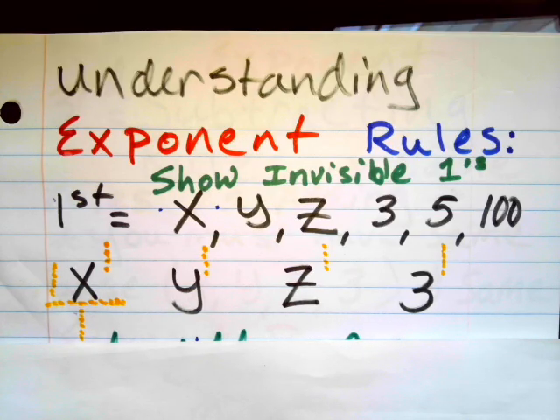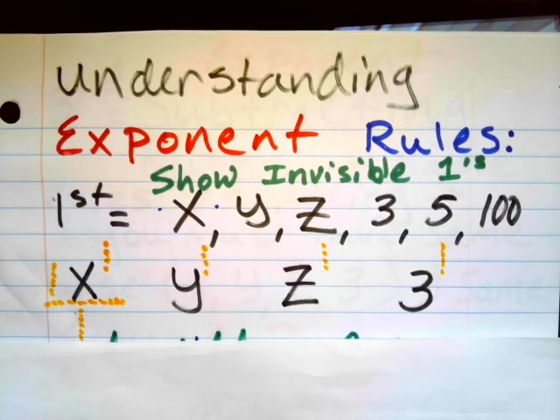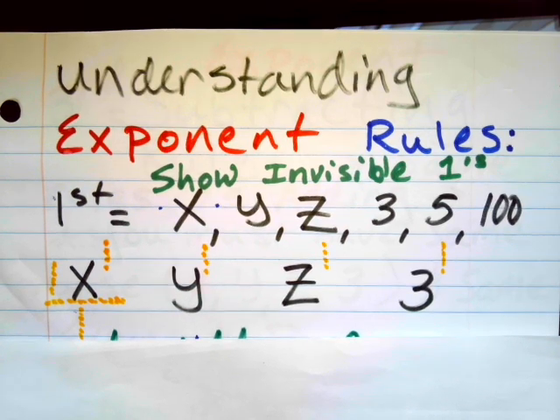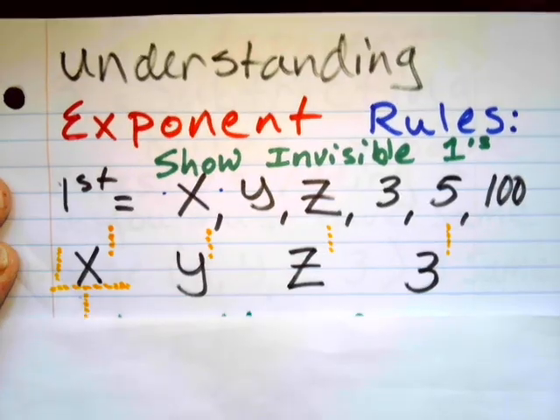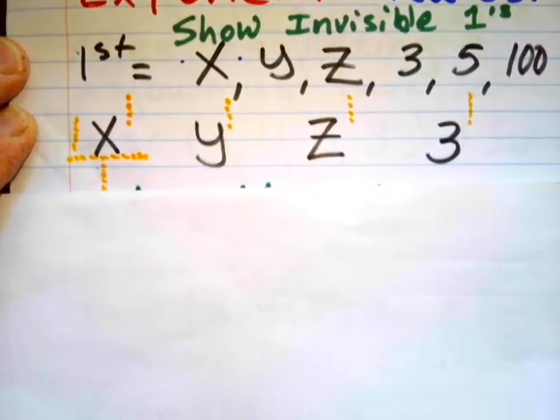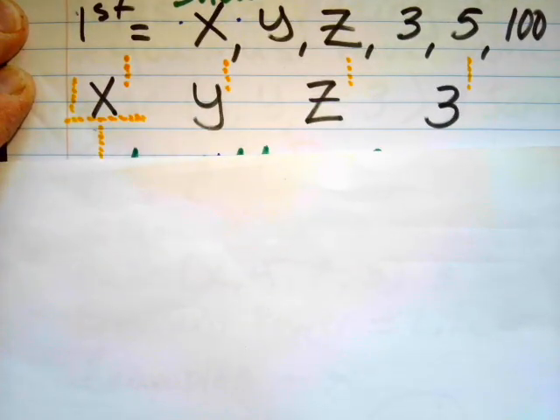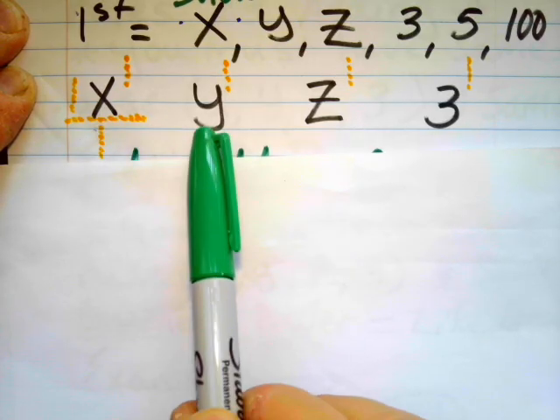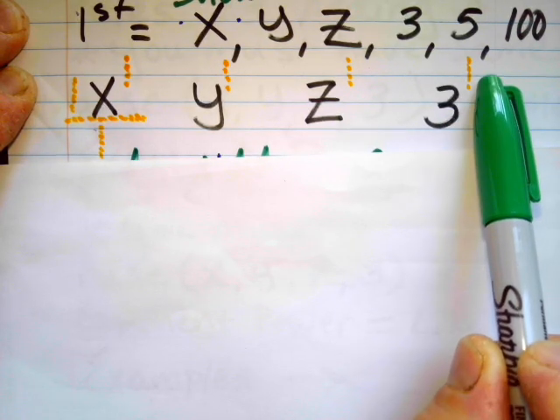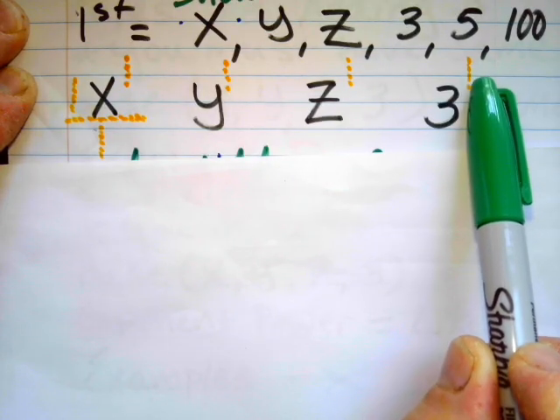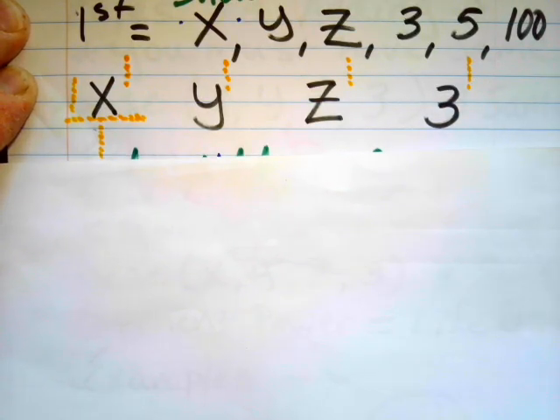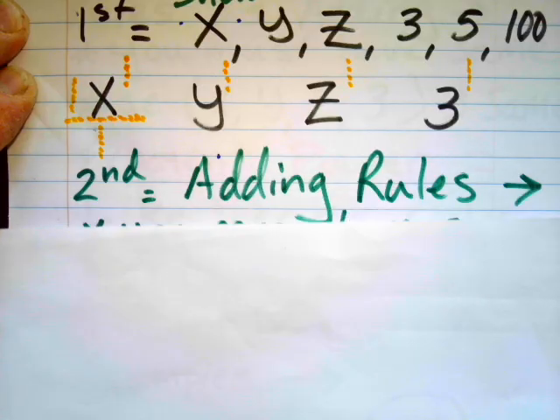Many times, if you can show that invisible 1, it will eliminate a lot of the confusion associated with mathematics. So that's the first rule, number one, right off the bat. Show those invisible ones, especially when it comes to the exponential powers. Each of these values, x, y, z, 3, all have an exponential power of 1, and that will help eliminate confusion if you can write those down.